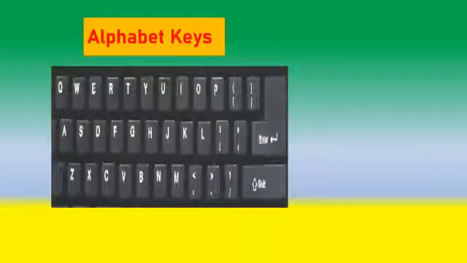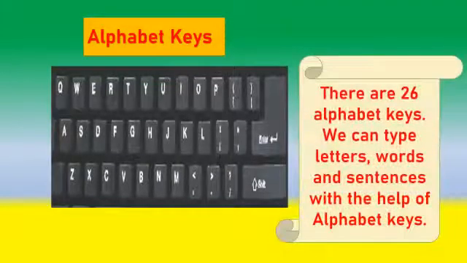Let us discuss about the alphabet keys. Alphabet keys have letters on them from A to Z. You can see the top row of this keypad. It is given as Q, W, E, R, T, Y, U, I, O and P. These keys are not given in alphabetical order. Alphabet keys are 26 in number. We can type letters, words and sentences with the help of alphabet keys.